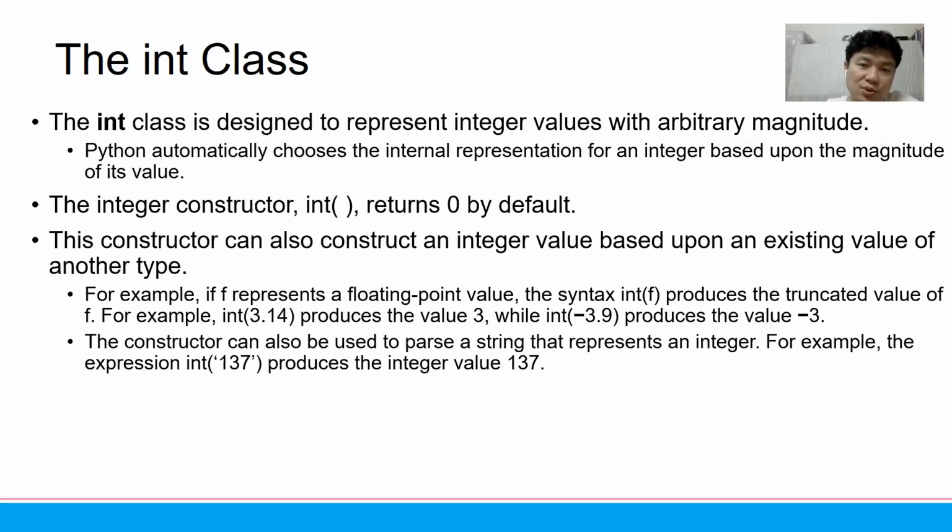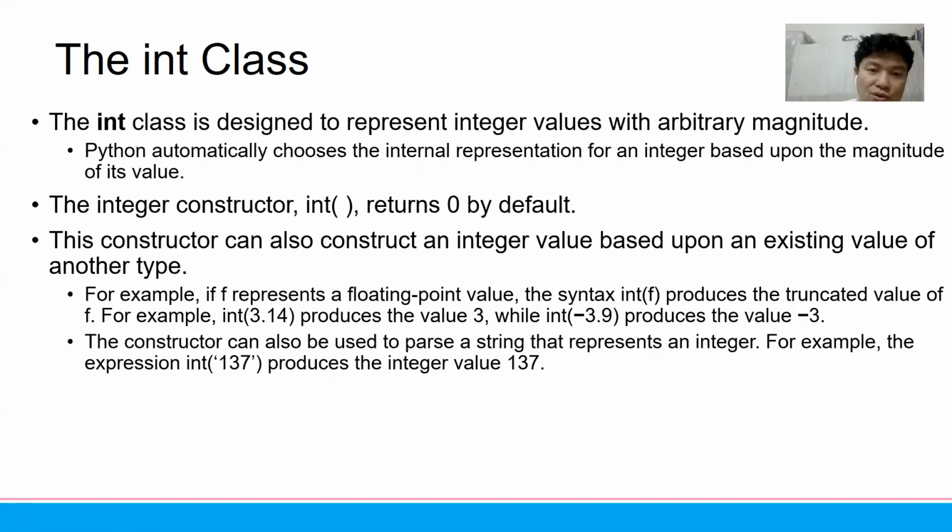This construction can also construct an integer value based upon an existing value of another type. Let's say you have f as a floating point number and you want to change it into an integer. The syntax int(f) will produce a truncated value. Let's see, int(3.14). What is the result? 3. Yes. int(-3.9). What is the result? -3. So they only get the first number. They don't care about the rounded value, only the first number.